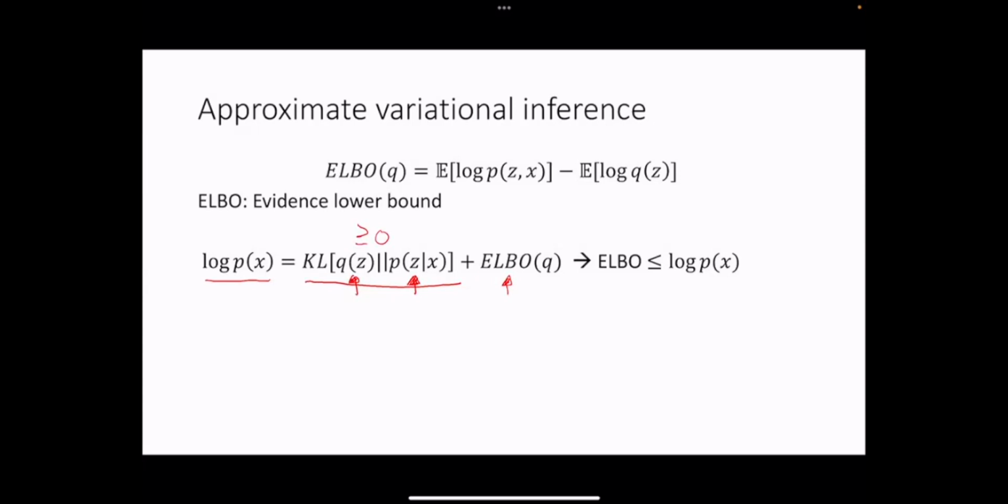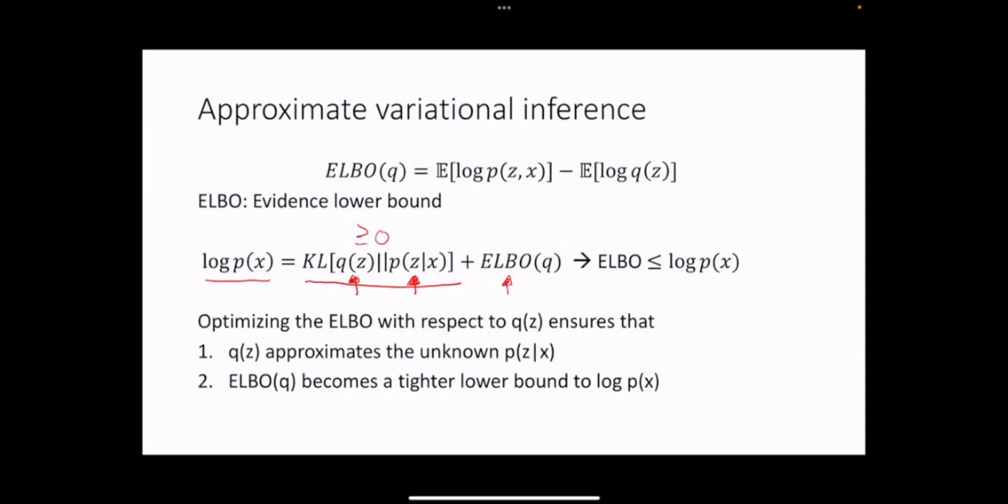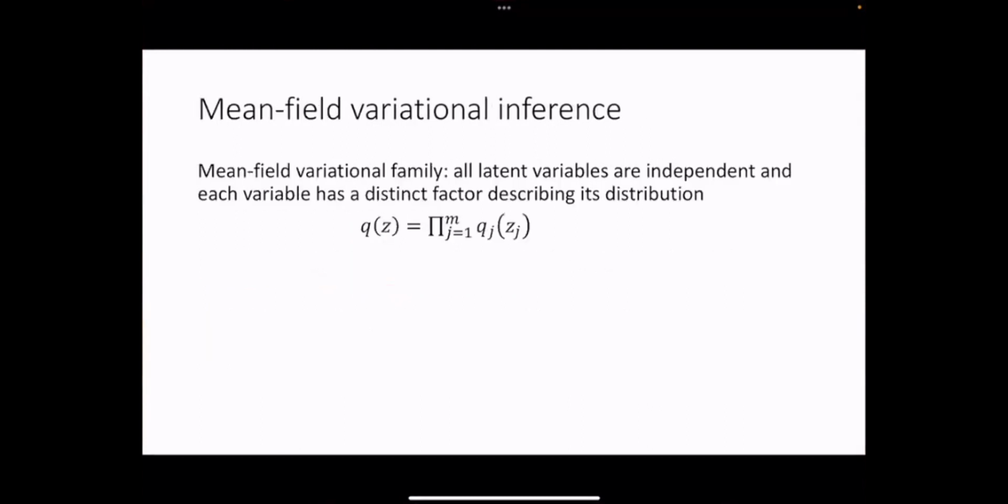Okay, so we're going to optimize this evidence lower bound with respect to Q, this distribution, and that ensures that Q of Z approximates the unknown P of Z given X, and that the evidence lower bound becomes a tighter bound to log P of X, right? So the better that Q of Z approximates the unknown posterior, the closer that this evidence lower bound is to the log of P of X. And we'll use that later when we're going to look at variational inference for autoencoders. Okay, now there's many different types of families that you can pick for this variational inference family.